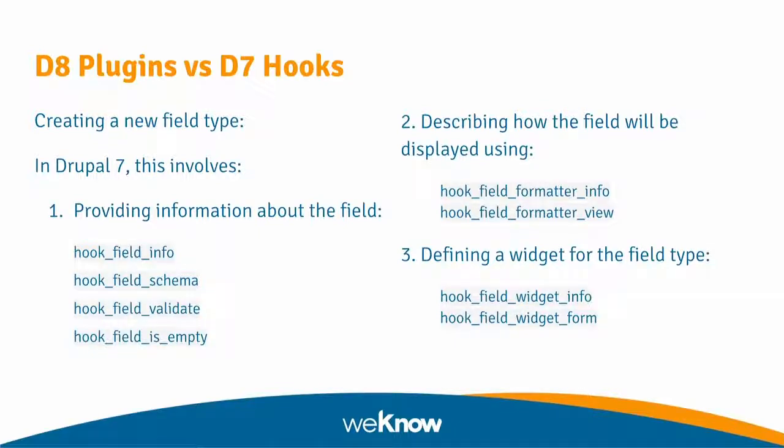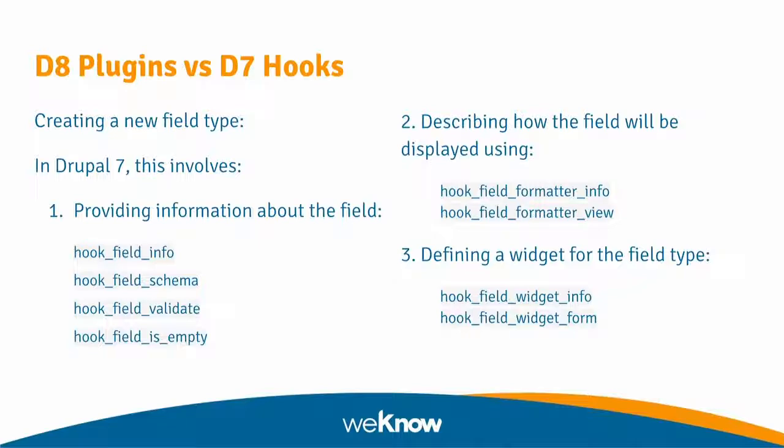So here's an example. If you're trying to create a new field type in Drupal 7, you were going to use hook_field_info to let Drupal know about your new field. You were going to use the schema to let Drupal know where to store that information. You were going to use field validate, probably, to make sure that your field, if it's a phone number or an email, meets certain criteria before actually storing into the database. And another hook to let Drupal know how to tell if this field is empty.